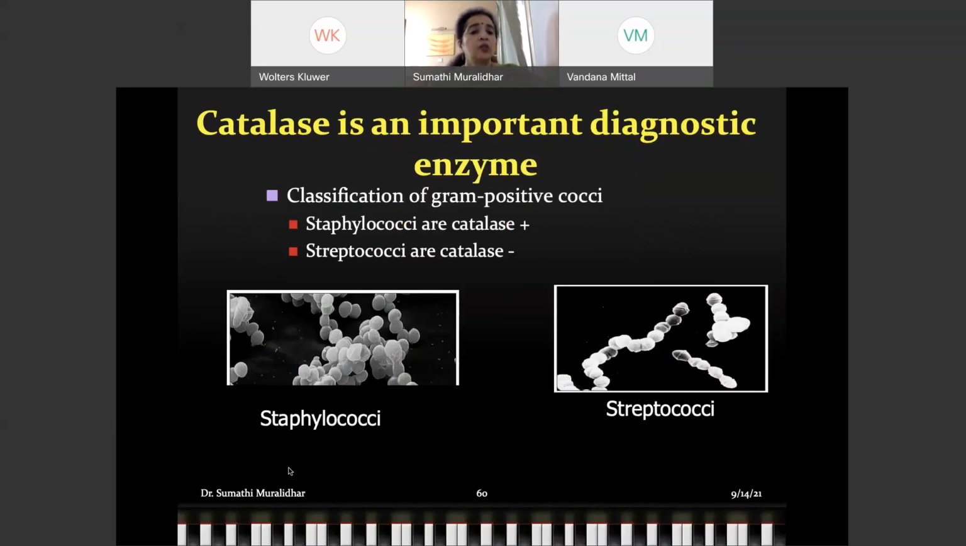There is one enzyme which is very important in diagnostic microbiology, that is catalase. It helps you to differentiate certain bacteria, so we use it as one of the diagnostic tests for identifying certain bacteria. For example, Staphylococci and Streptococci are both gram-positive cocci. So how do you differentiate between them? You use the catalase enzyme. If it turns out to be catalase positive, then it is Staphylococcus. If it's catalase negative, it is Streptococcus. So we identify bacteria based on certain tests like this.